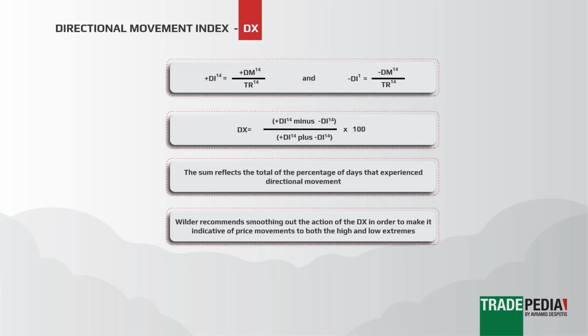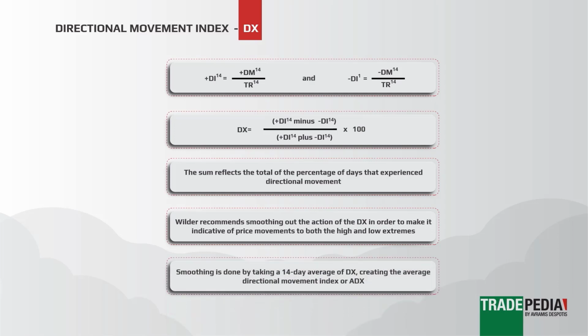Wilder recommends smoothing out the action of the DX in order to make it indicative of price movements to both the high and low extremes. Smoothing is done by taking a 14-day average of DX, creating the Average Directional Movement Index, or ADX.